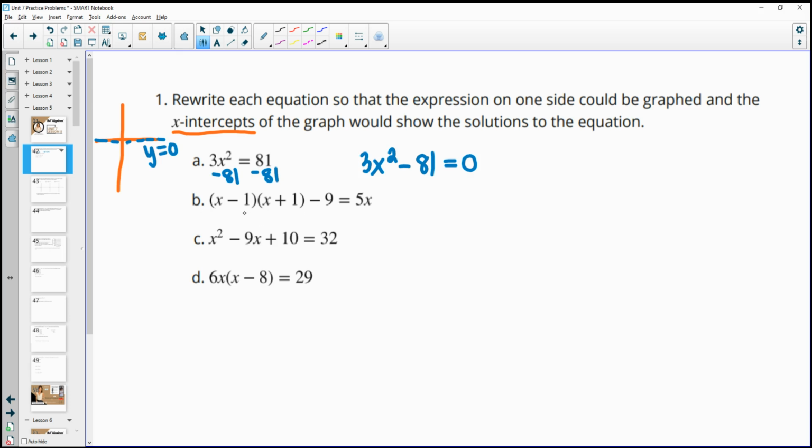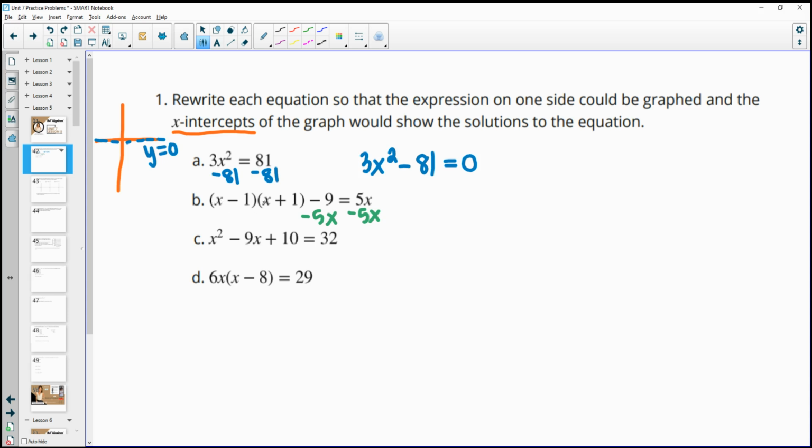For part B, now you can make this complicated if you want to. I'm not going to, because if we were going to be graphing this, we would be using a graphing calculator or some graphing website like Desmos. So I'm just going to leave all of this stuff the exact same. I'm not going to do anything to multiply it out. I'm just going to get this 5x and I'm going to bring it to the left side. So I'm going to subtract 5x from both sides.